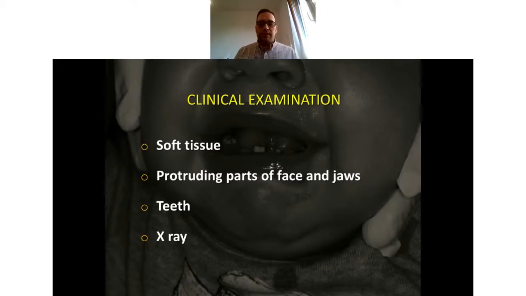We need to look at the face. We need to look at the protruding parts of the face and jaws. Why is it so? Because some fractures may happen and we might not see them. Sometimes we're the first people that see the injury, so we need to know what we're looking at. After we look at the soft tissue and the protruding parts of the face and jaws, then we look at the teeth.